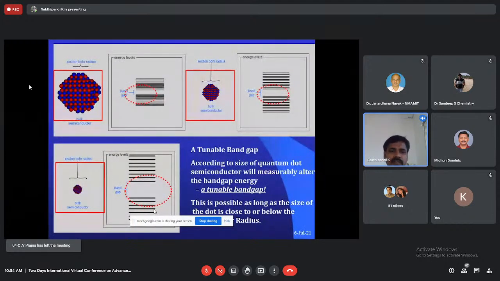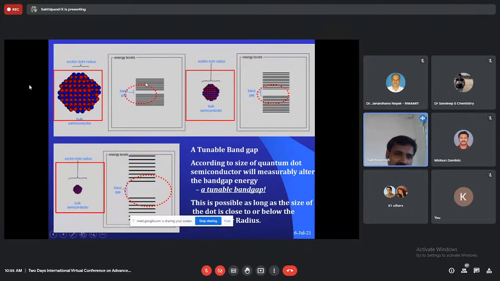This slide will show how the bulk material is converted into nanomaterial. What has happened? That slide will show this. This is the bulk material, this is nanomaterial. Generally, if you convert the bulk to nanomaterial, the energy levels are continuous for the bulk material. If you convert it into nanomaterials, two things will happen. One, the energy gap is increased. Another one, the energy levels are discrete.